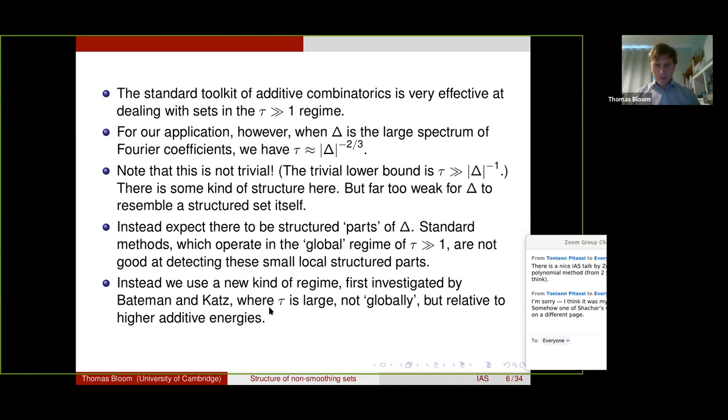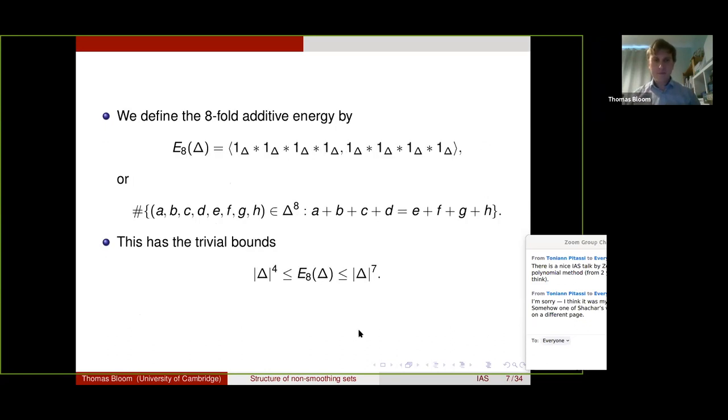So the key point here is that the kind of regime that Bateman and Katz investigated is not where tau is large globally, in other words, just compared to one, but it's large relative to other additive energies, which I'm going to define now. And all I care about really is the eightfold additive energy. So obviously you can define a whole family of additive energies, but all I care about in this talk is E4 and E8. So E8 is just the straightforward generalization of E4, where instead of 4 summands, I now have 8 summands. Okay, so it's just counting the number of 8-tuples, a up to h, such that the sum of the first 4 equals the sum of the second 4.